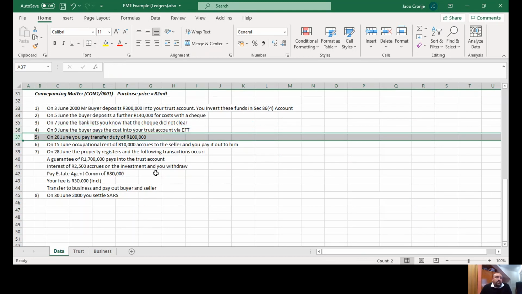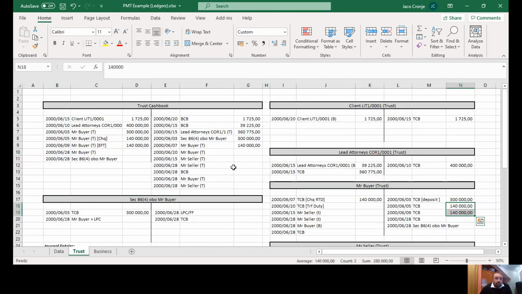Okay, then on the 20th of June, you pay transfer duty of 100,000 Rand. So will that be a trust or a business transaction? That is definitely a trust transaction. We've got the money in the bank, so we can transfer from the client's ledger the 100,000 because he has paid the costs in.